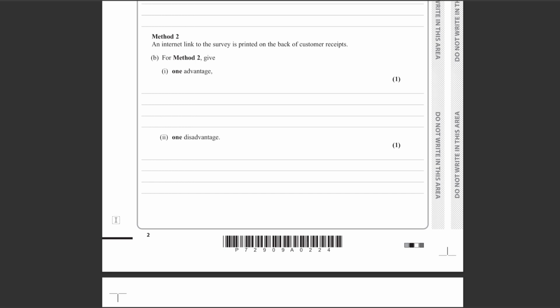In question B, one advantage for method 2 may be that it's easy to use the data, that it targets everyone, and that it is relatively cheap. One disadvantage to this method may be that a low response rate is likely. People may not take the receipts, or they may not notice the survey. Also, only the person who pays will have the receipt.